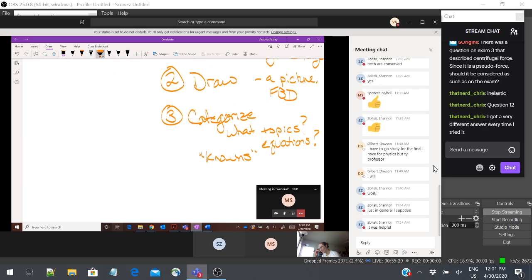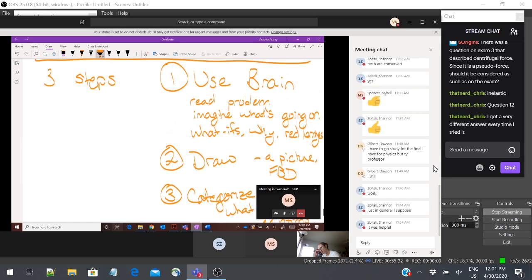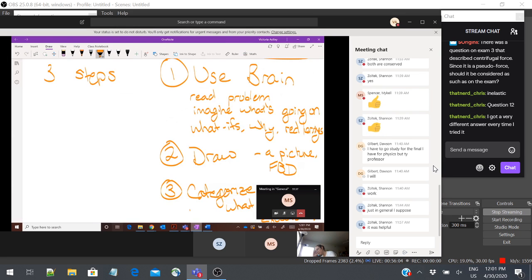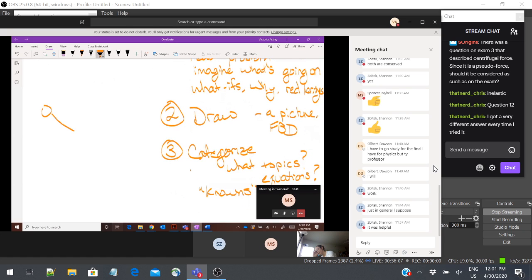So really, okay, let's have a look back at this problem. Okay, so we have 2 balls. They're connected by a rod, and the rod is rotating clockwise, clocks go that way, about its geometric center at a certain rate. It asks for the rotational kinetic energy, and then you bring it to a stop. So one thing I do as part of this is think about what numbers they are giving me and why those numbers matter. So I'm also going to draw a picture. It's pretty easy.